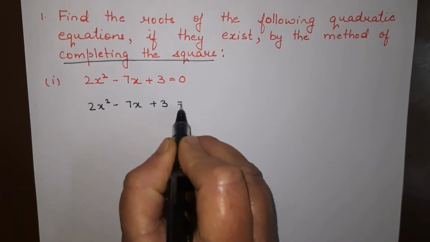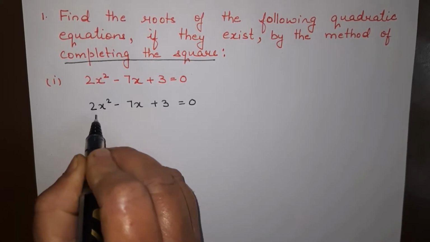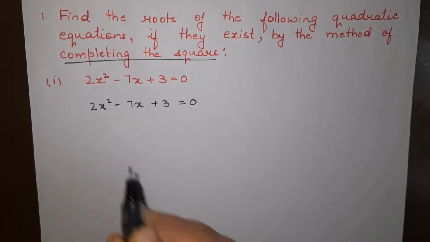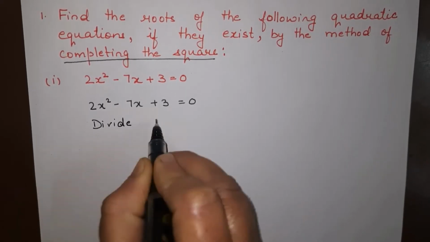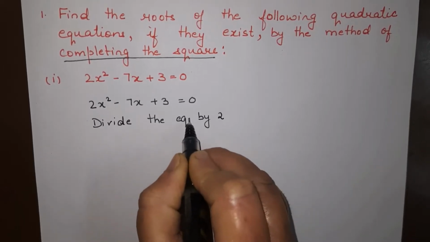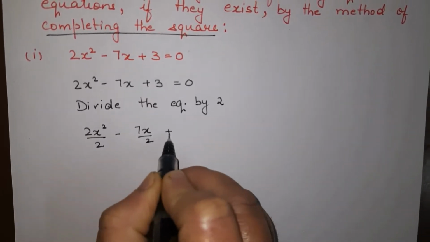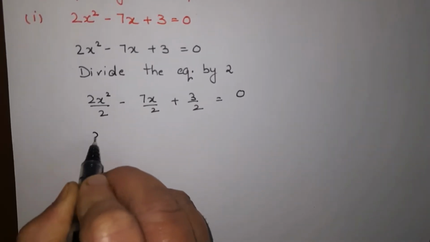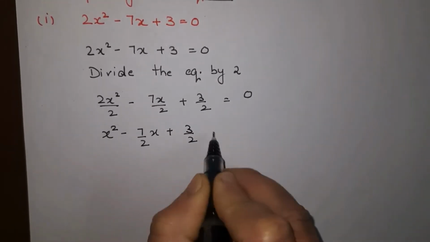The first step is: if there is any coefficient with the term containing x square, here the coefficient is 2 with x square, divide the equation by that coefficient. That is, we will divide the equation by 2 here. So we will get 2x square by 2 minus 7x by 2 plus 3 by 2 equals 0. 0 by 2 is 0. So this reduces to x square minus 7 by 2 x plus 3 by 2 equals 0.